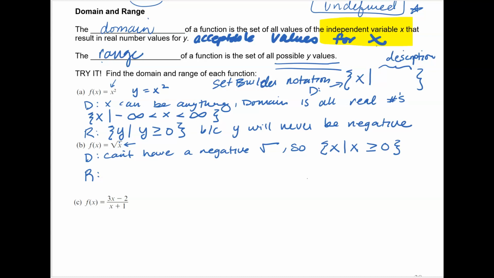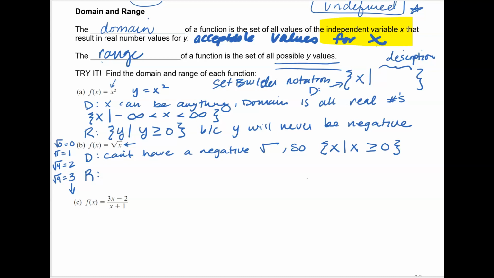And then for y, or my range, if x can only be 0 or more, this is where you could plug in a couple values if you need to. So what if x is 0? If x is 0, then you end up getting a y of 0. If x is 1, you end up getting square root of 1 is 1. If x is 4, I'm going to pick values I know the square root of, you get y is 2. If x is 9, you end up getting a y value of 3. So notice what's happening with these y values. It looks like they're greater than 0 too.